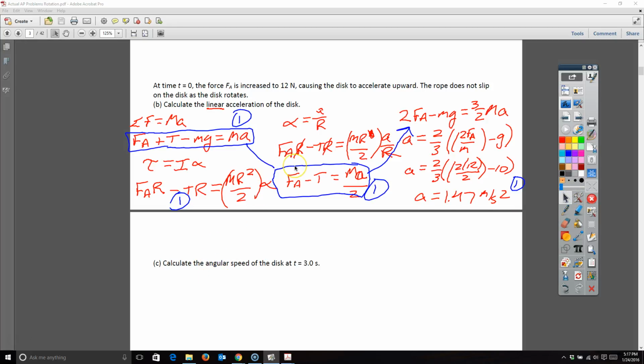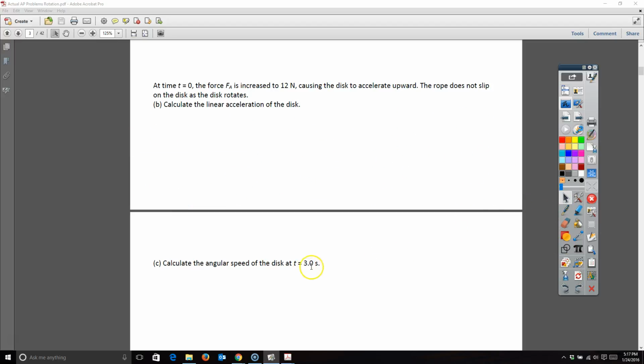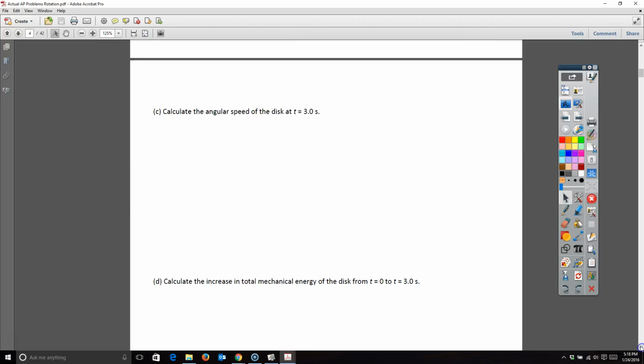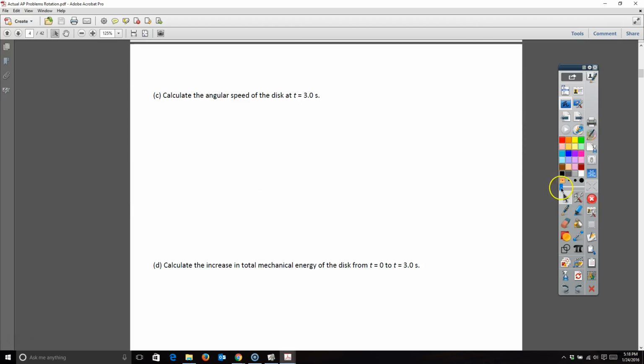Next thing that we need to do is it says calculate the angular speed. So here we had the linear acceleration. Now they want us to find the angular speed of the disk at t is equal to 3 seconds. So we just found the acceleration, so let's go ahead and do this. So we have the angular speed is equal to the original angular speed plus alpha times t, and I know alpha is equal to a over r.